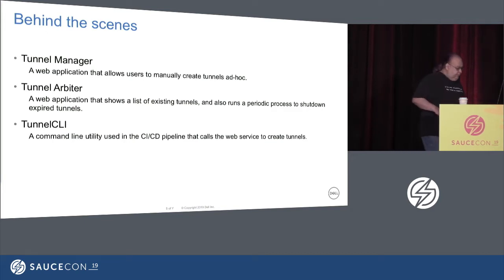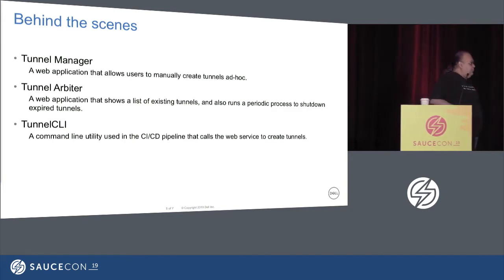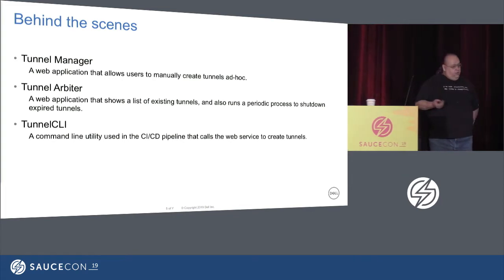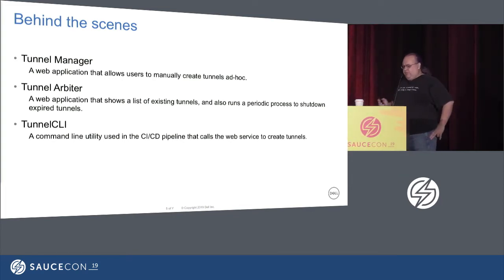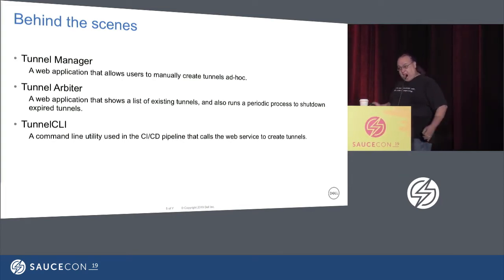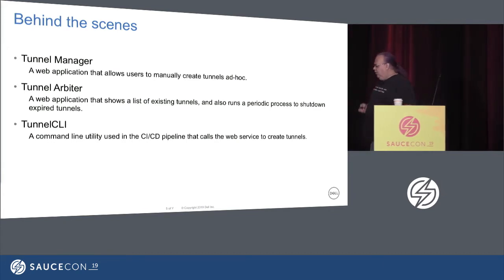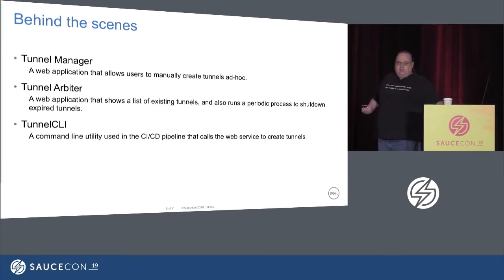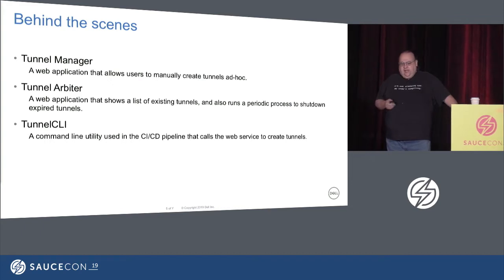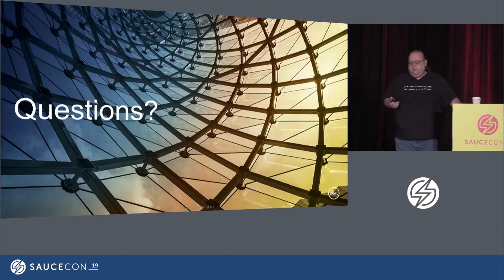Behind the scenes, like I said, we have the tunnel manager, which allows them to manually create the tunnels. The tunnel arbiter, trust me, thesauruses are your best friend when it comes down to naming apps. I had to come up with different words for manager. So the tunnel arbiter is basically an application that shows the status of all the tunnels, but it's also a service that runs and shuts down the tunnels after whatever length of time they were set up for when they started. And the tunnel command line utility that I mentioned before. That's pretty much it in a nutshell.